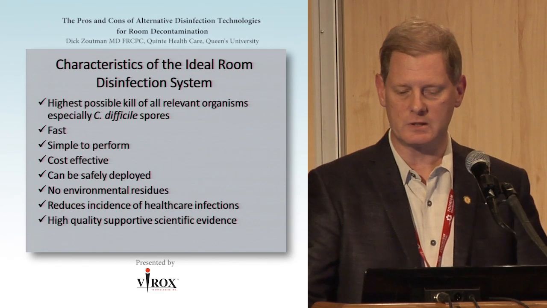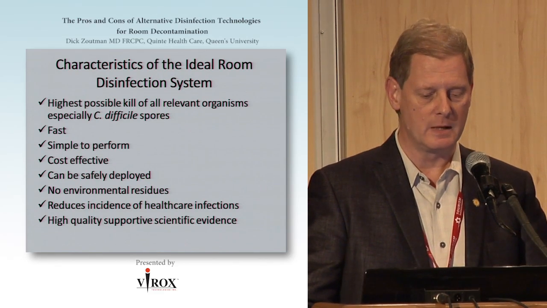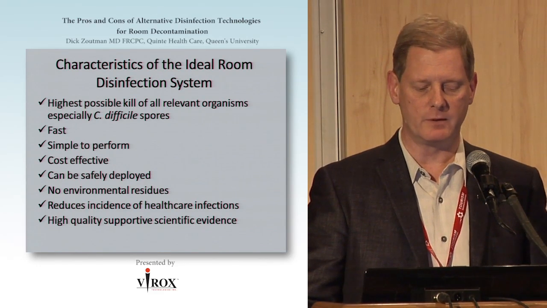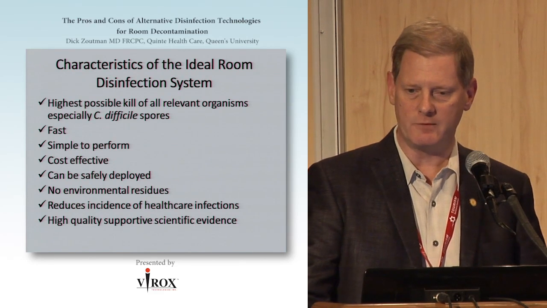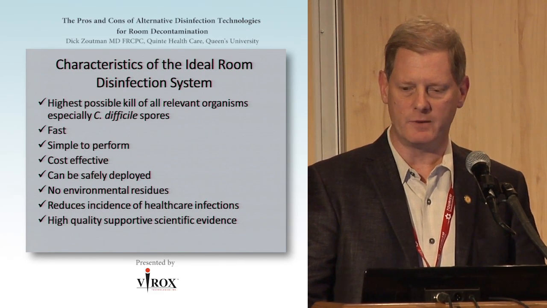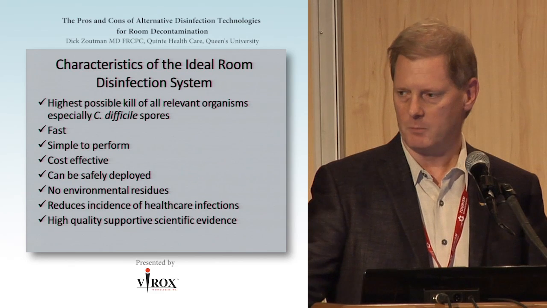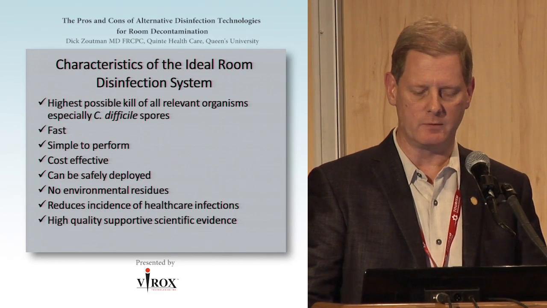So what are the characteristics of an ideal room disinfection system? The highest possible kill of all relevant organisms. Again, it's highly variable with the light systems. It's highly variable with the hydrogen peroxide, although Bioquell is a well-established high-level kill.